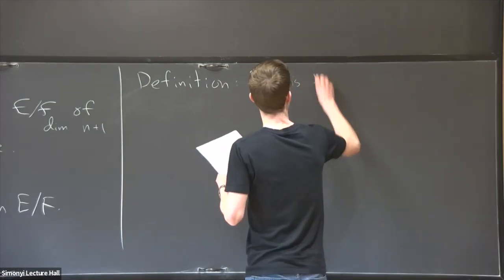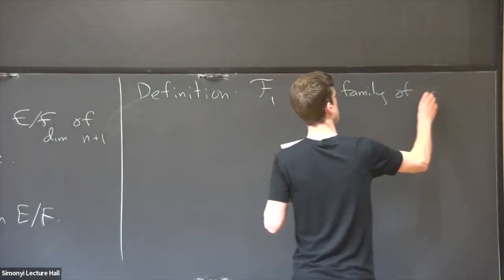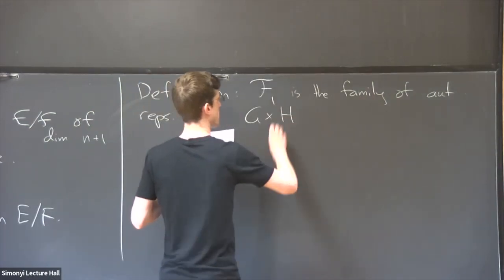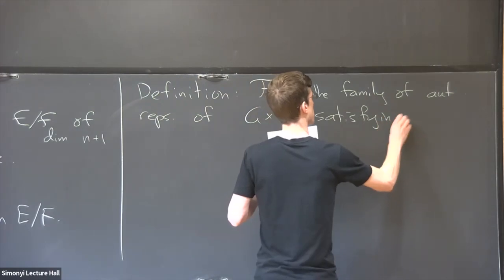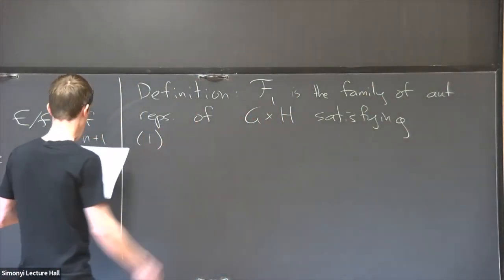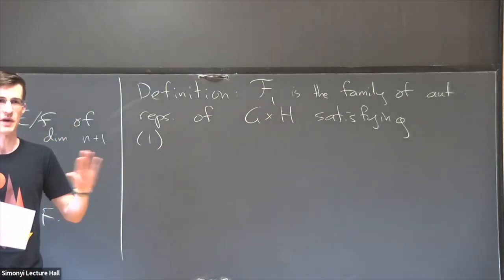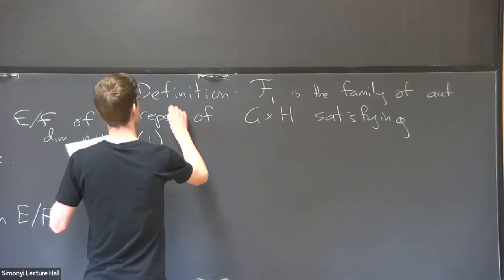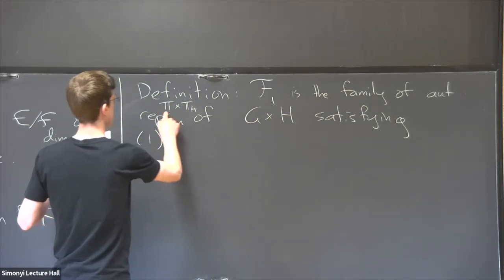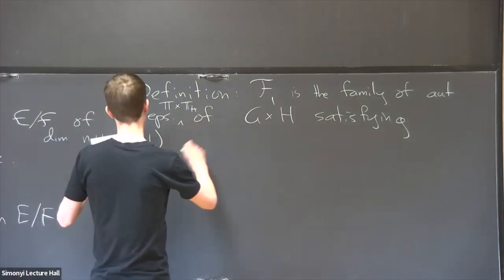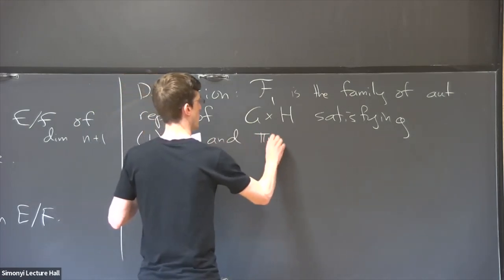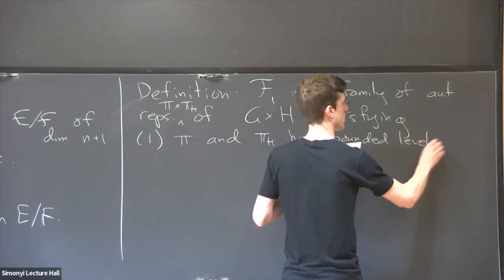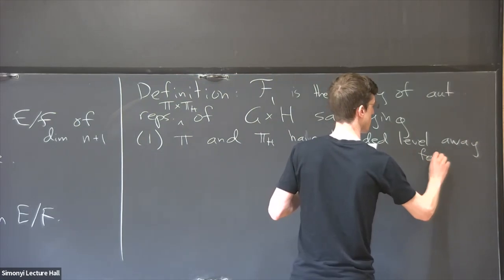So F1 is the family of automorphic representations of G cross H satisfying the following four conditions. So the first condition is that the level away from w is bounded. So at finite places away from w, everything's controlled. I need to give this thing a name, so I'll call this pi cross pi_H, a representation of G and a representation of H. So first condition, bounded level away from w.